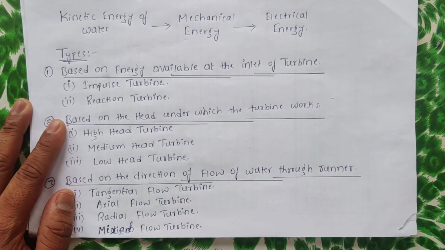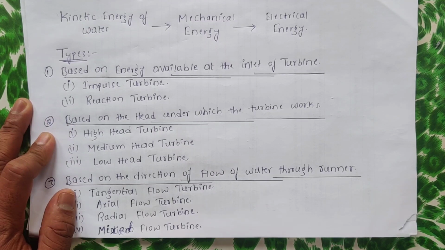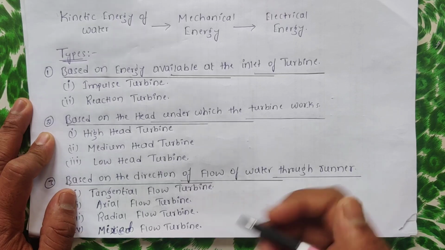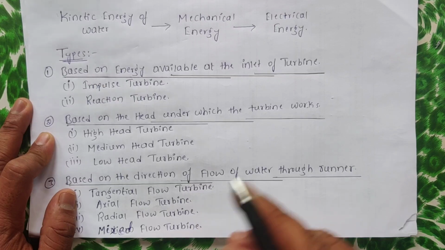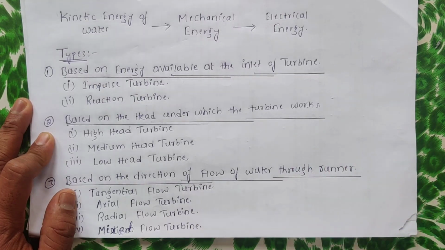So what is an impulse turbine? For example, if I slap you, that is the impulse, the force exerted by me on you. That force is responsible for the flow. So if the water hits the blades of a turbine, the turbine rotates. That is the impulse force. As simple as it is.